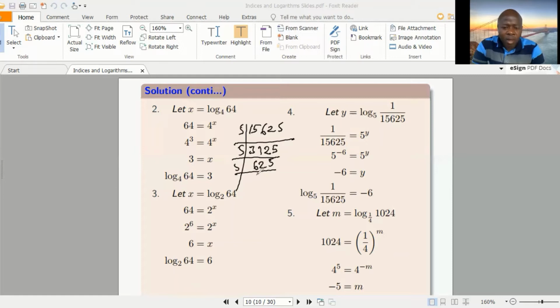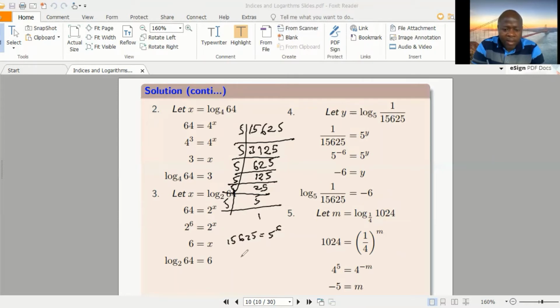5 will still go into 625, 5 times; into 125, 5 times; into 25, 5 times; and 5 to go here, 1. So that means 15,625 is the same as 5 raised to 1, 2, 3, 4, 5, 6.